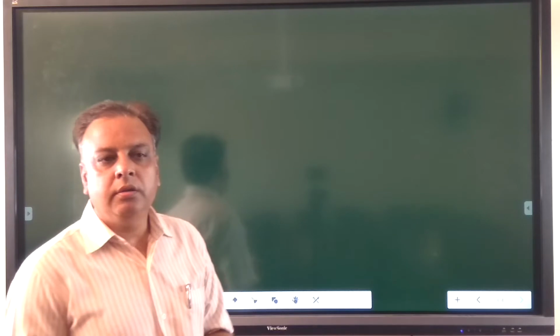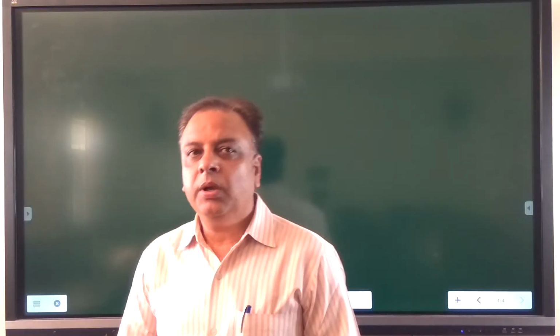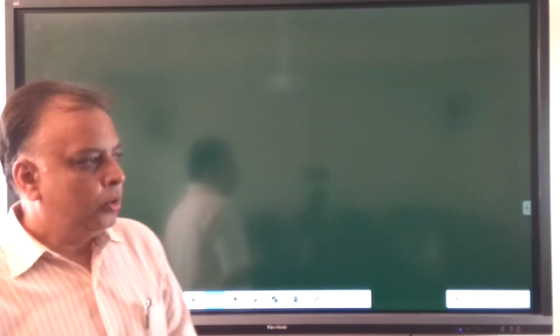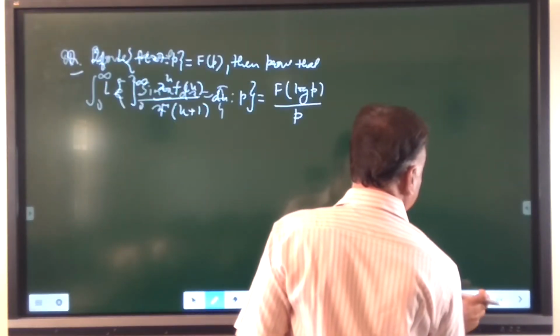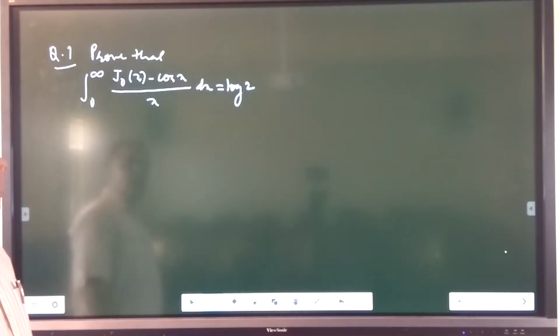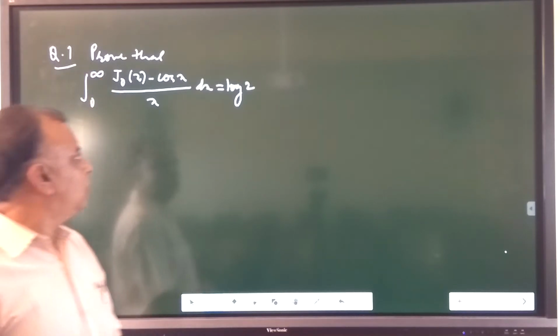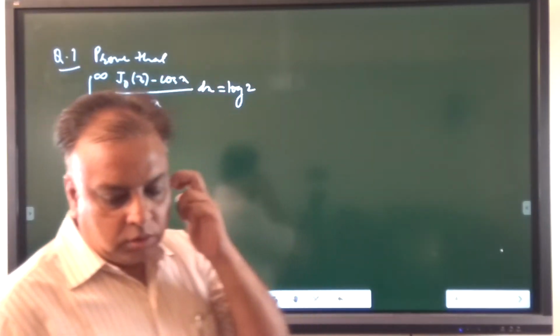Today we are going to find the Laplace transformations of some more functions, or we will apply the Laplace transformation to evaluate some integral problems. First, we have to prove that the integral from 0 to infinity of (J0(x) minus cos x) upon x dx is equal to log 2.